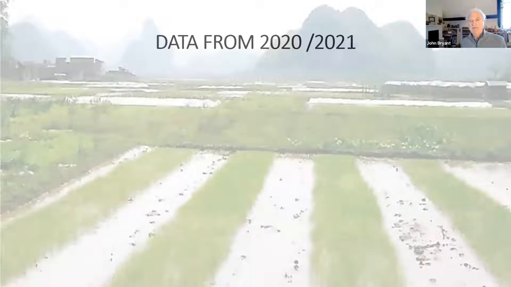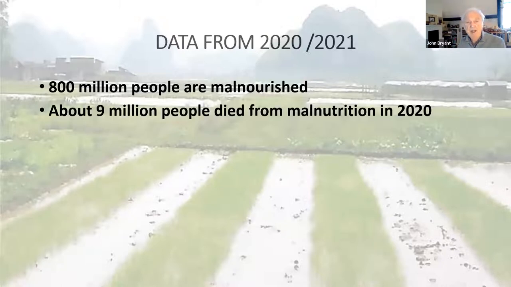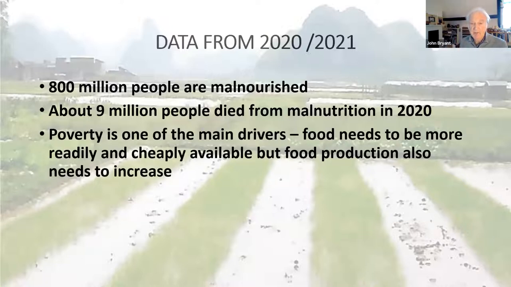So these data come from last year and the year before. 800 million people are malnourished. It's better than it was 20 years ago, but it's still bad. About 9 million people died from malnutrition, hunger basically, in 2020. And poverty is one of the main drivers. Because it's quite literally true that there are countries that export food where some of their own population can't afford to buy it. And so food needs to be more readily and cheaply available.